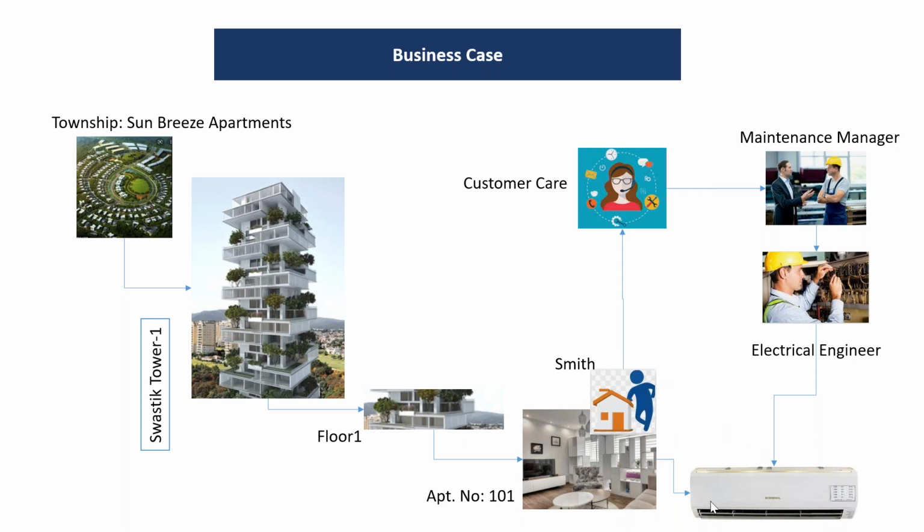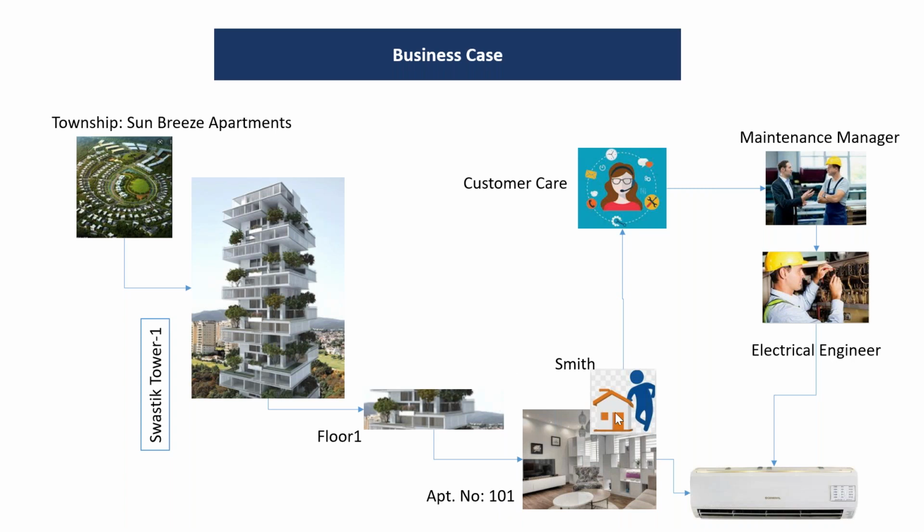Let's say Smith is facing some issue with his AC. The AC is my equipment installed at the apartment number 101 function location, and the maintenance will be done on this equipment, the AC. Whatever action this electrical engineer takes will be maintained here in my equipment, the AC, so in future I can see what the issue was. This is a generic SAP plant maintenance cycle.